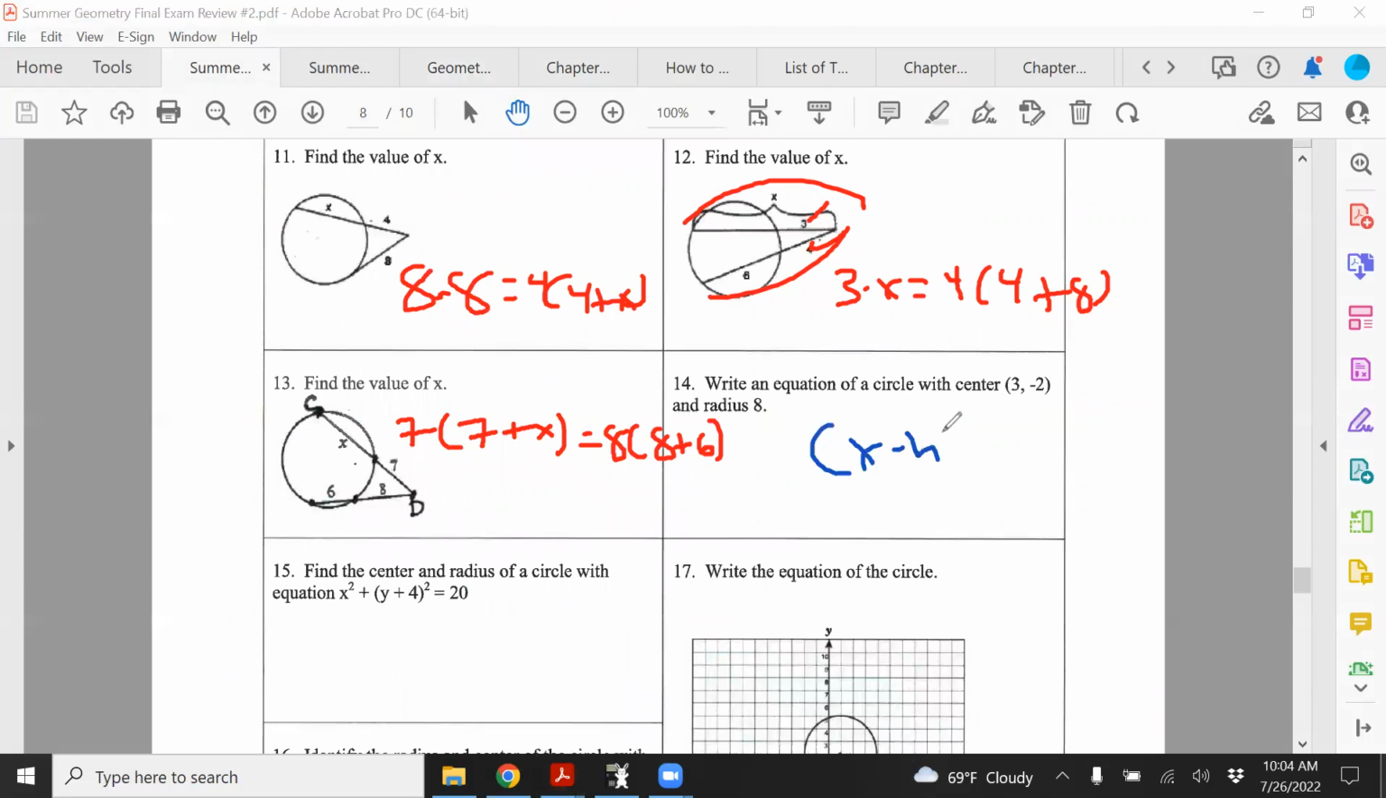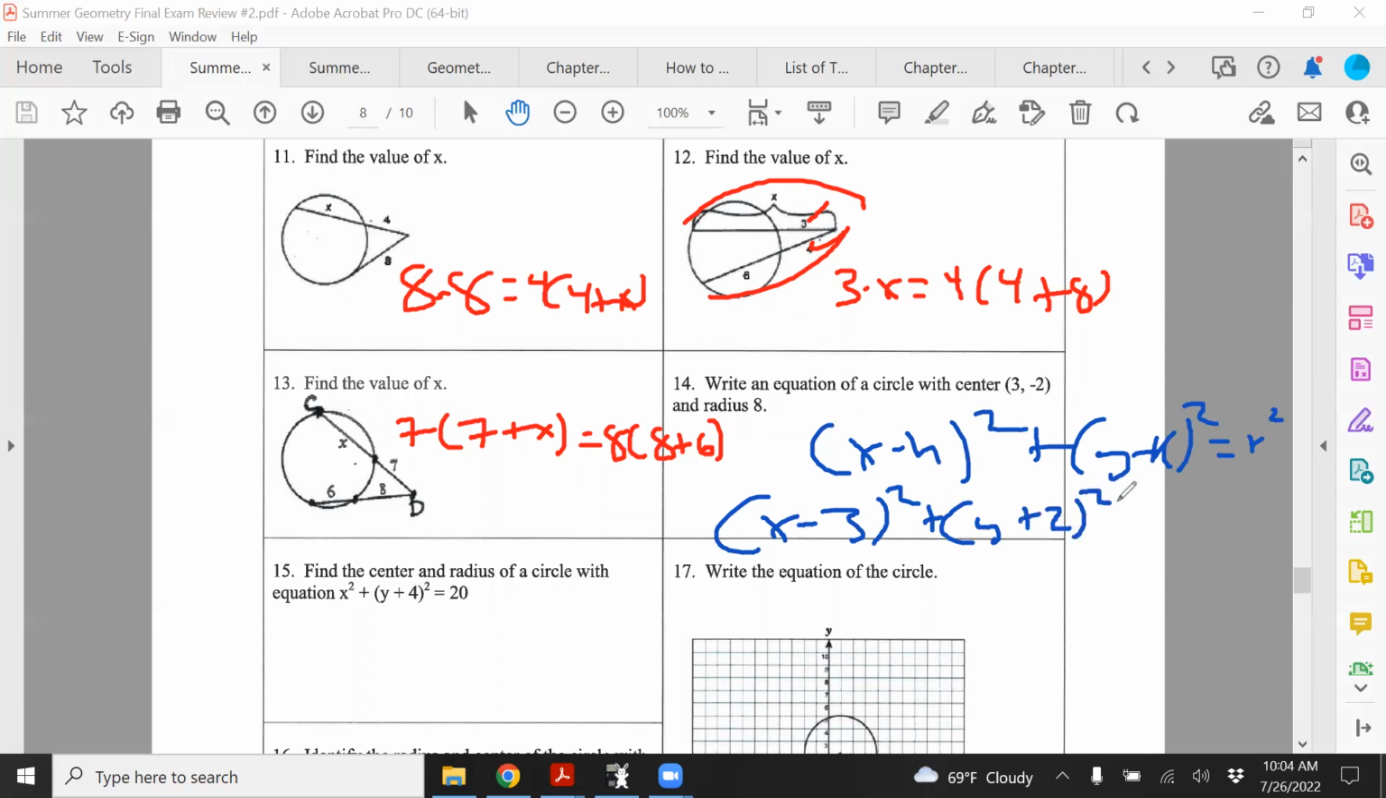X minus h squared plus y minus k squared equals r squared. H and k, x minus 3 squared plus y plus 2 squared equals 64. Not hard at all, right?